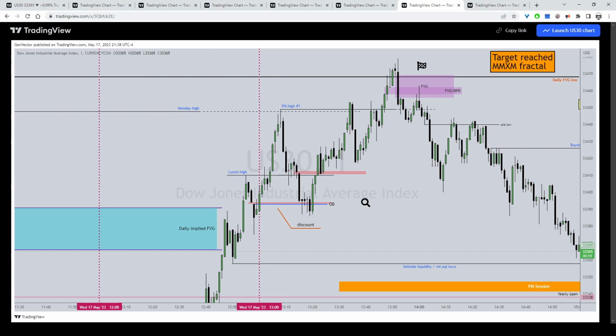Just keep this journal going, continue to reinforce the process over the profits, and we'll continue to start seeing consistent results. All right, let's do it again.